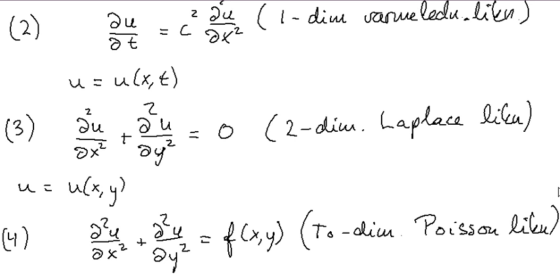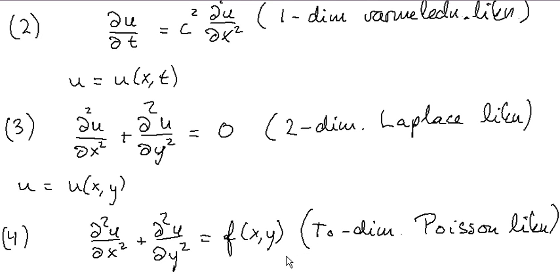Let's also consider the two-dimensional Poisson equation. It looks like the two-dimensional Laplace equation, but the only difference is that the right-hand side is not necessarily zero. So here we can have a function which is dependent on x and y. A typical example would be when you have some heat source inside the material.